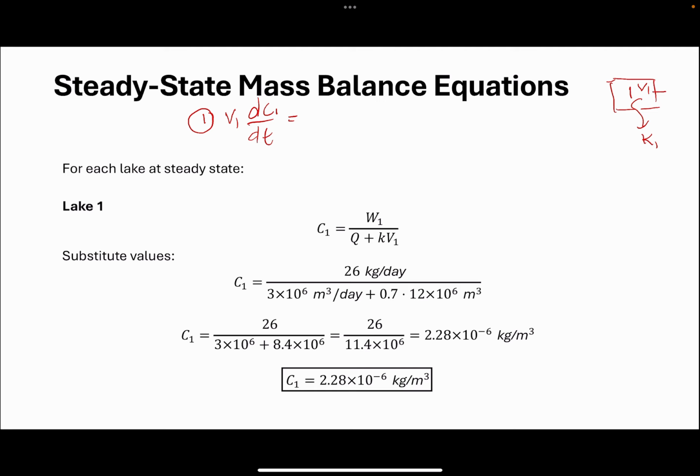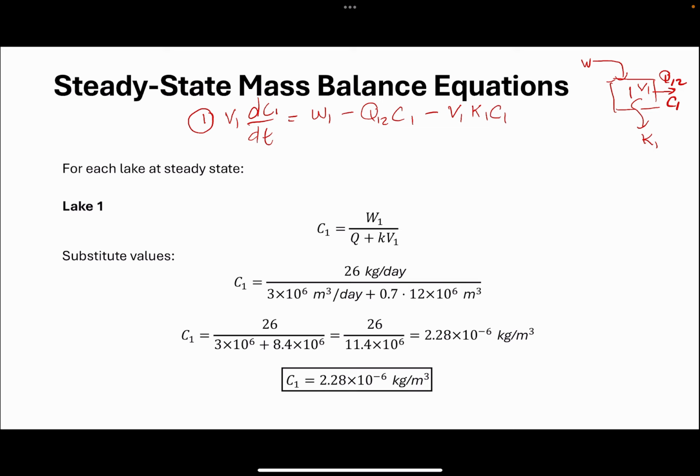And now you can see here Q12 going to lake 2, and this is C1. And of course, there is a loading. So if you do mass balance, V1 dC1 over dt is equal to loading, which is input, minus Q12 times C1, which is the loading leaving lake number 1, minus the reaction, volume 1, K1, C1.